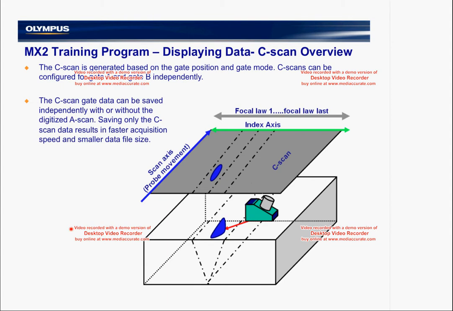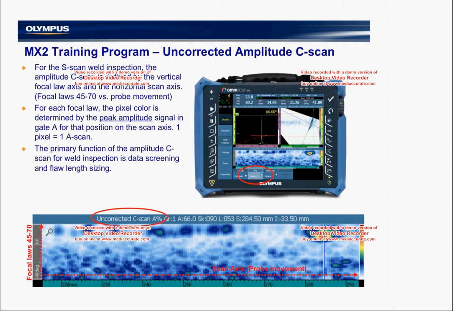The C-scan comes in several different varieties depending on if you're using a sector scan or a linear scan, but it's a projection of the top view. So on one of the axes, we will see the scan movement or the scan axis, and on the other axis, we will see the gate data for every focal law, typically 45 through 70 degrees on a weld inspection.